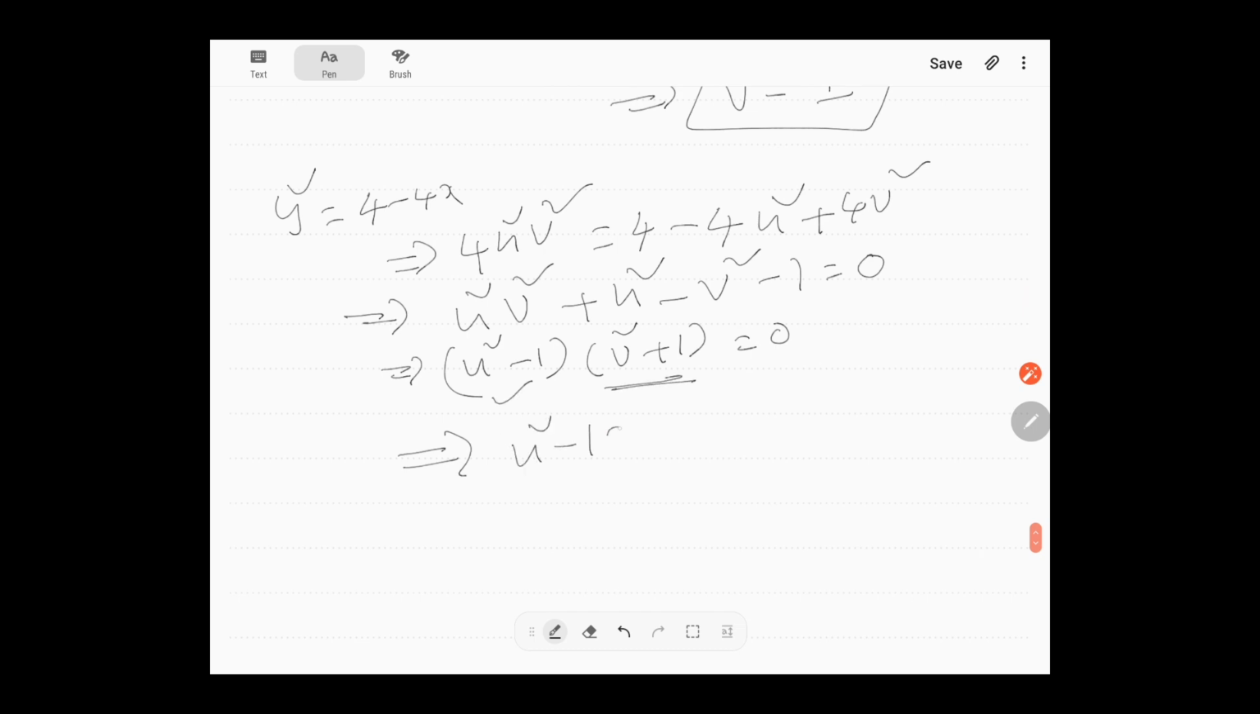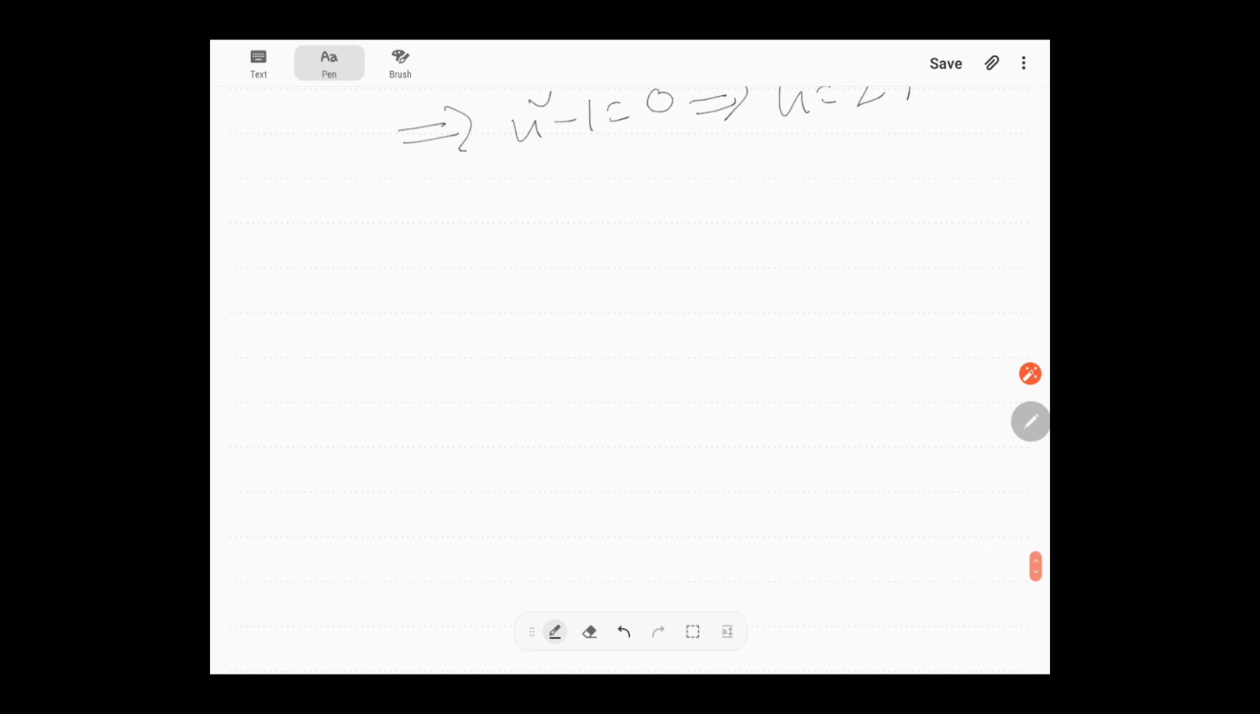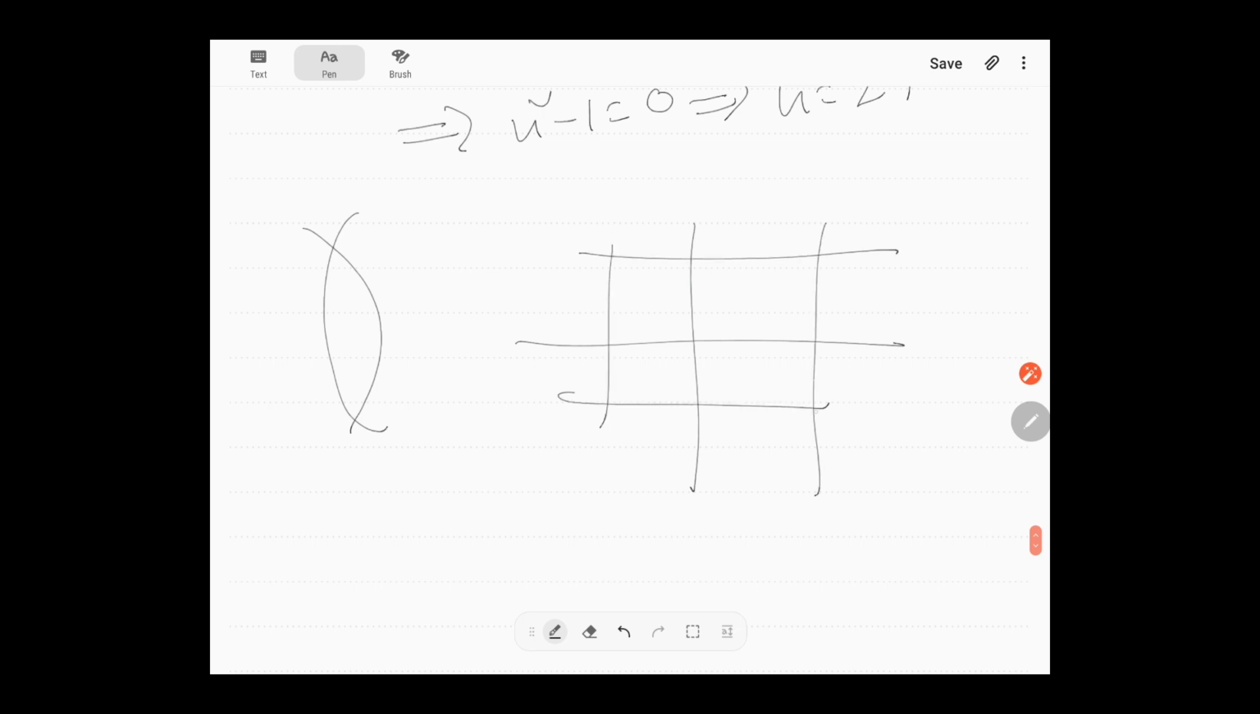Only this will become 0. u square minus 1 is 0, that is u is plus or minus 1. Therefore, the two curves, what you have on this side, they have become lines. The two curves have converted to the lines. A region here has become a rectangle.